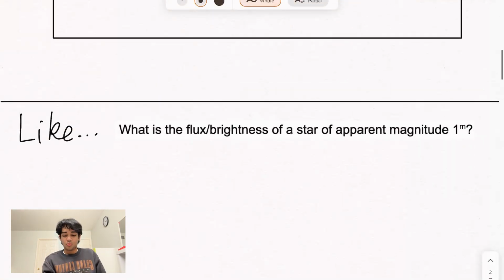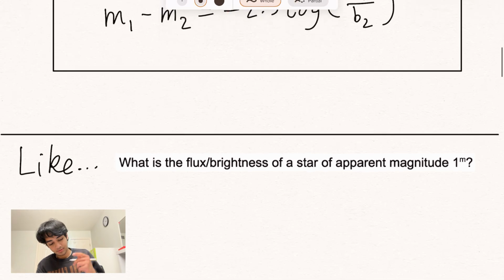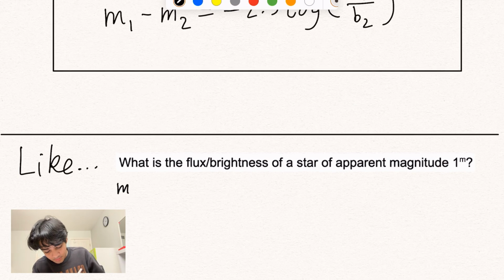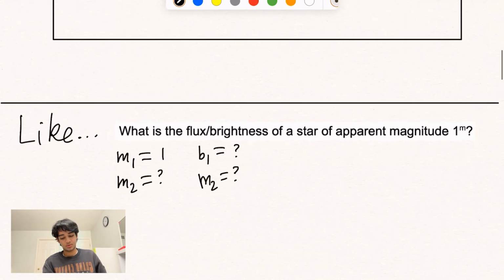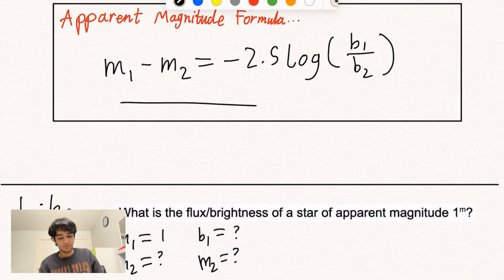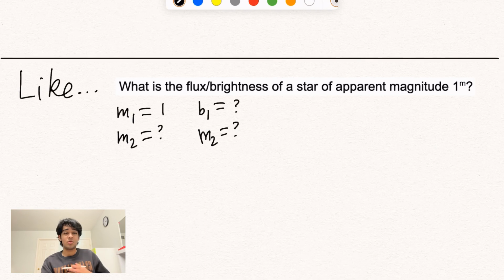For example, what is the flux or brightness of a star of apparent magnitude 1? Let's start plugging into our formula and see what we get. Let's say M1 equals 1. M2 we don't have. B1 is what we need to find, and B2 we also don't have. Right now we're not able to solve this question because we only have one of the 4 variables in the equation. In a situation like this, we can use our own sun as a reference.